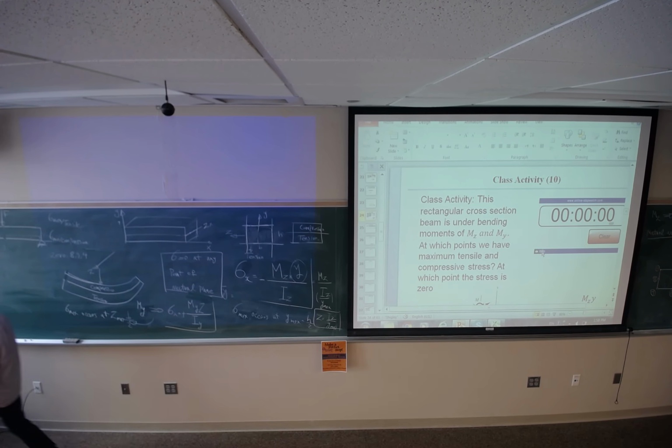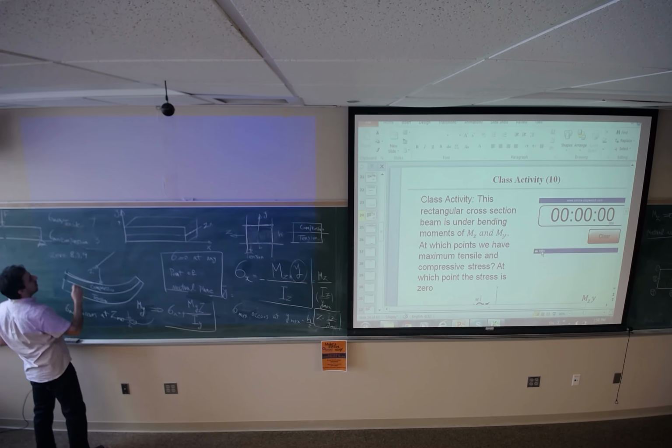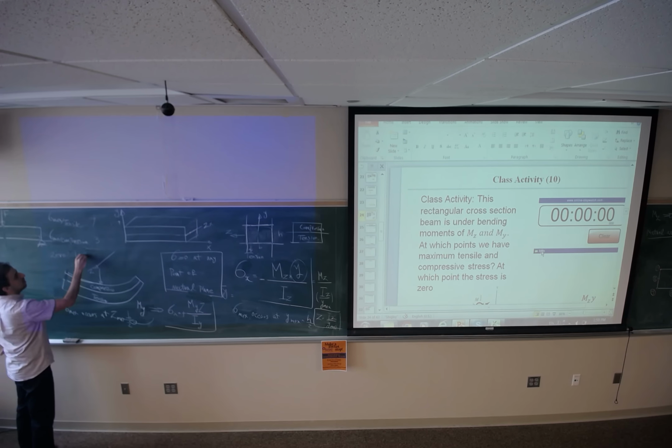Dr. Gazi, can I just answer it? Sure. Peak tensile is going to be at 7, peak compression is going to be at 3, and then you're going to have a neutral axis of sorts going from 1, 9, and 5. So 0 would be 3 points. Yeah, 0 would be at that. 1, 9, and 5.